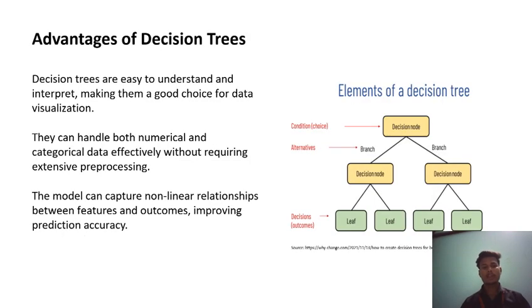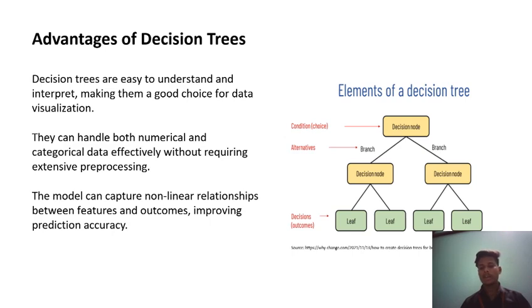The next slide: advantages of decision trees. There are mainly three advantages of decision trees. Decision trees are easy to understand and interpret, making them a good choice for data visualization. They can handle both numerical and categorical data effectively without requiring extensive pre-processing. The model can capture nonlinear relationships between features and outcomes, improving prediction accuracy.